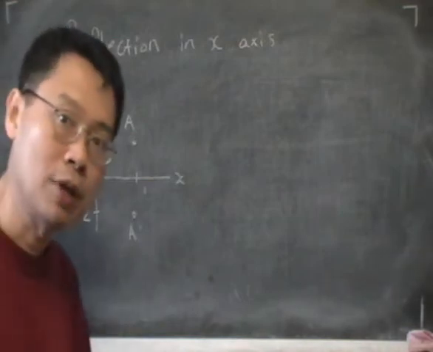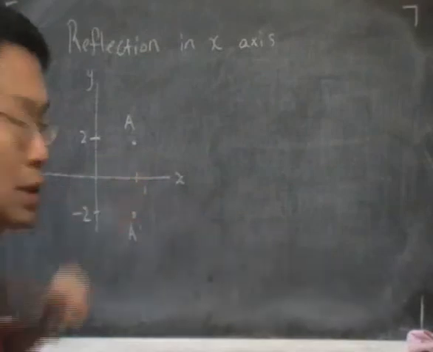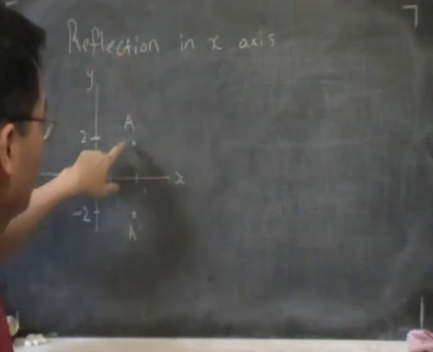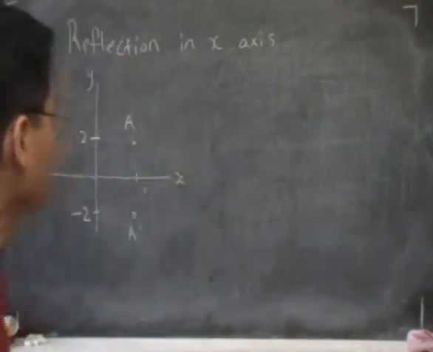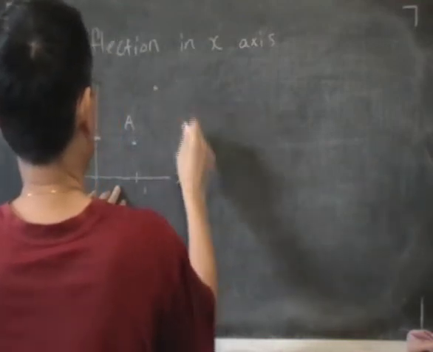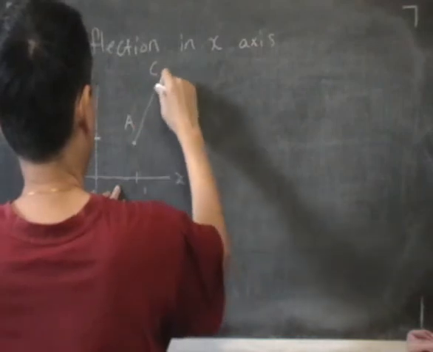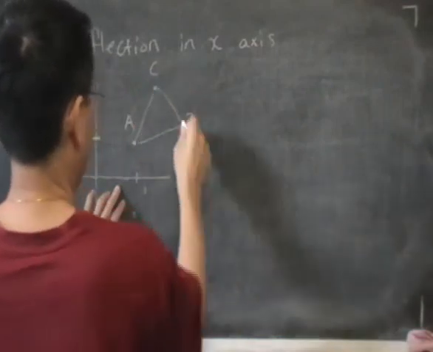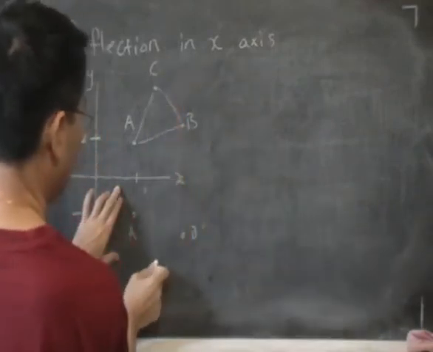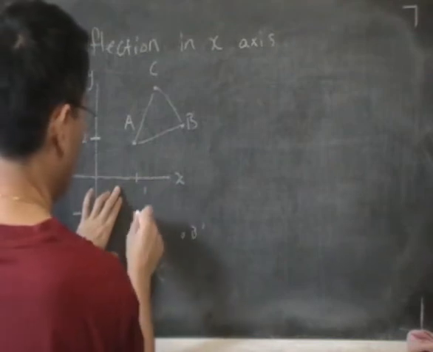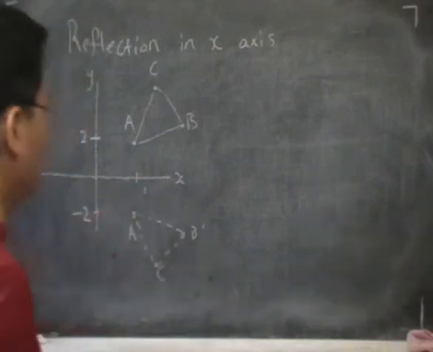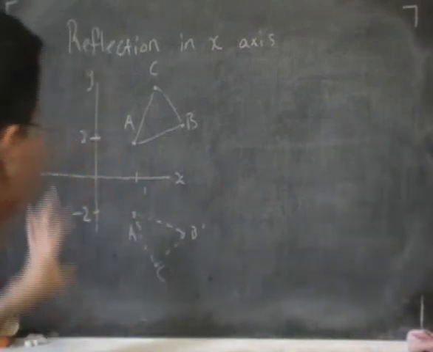Okay, and you can imagine that if you have a whole figure, like a triangle just now, we can simply do a reflection of the whole triangle by doing a reflection for each point on the triangle. So, just as an example, let me draw a triangle here, A, B, C. And B will be reflected there, C reflected there, and I have a reflection of the triangle down here.